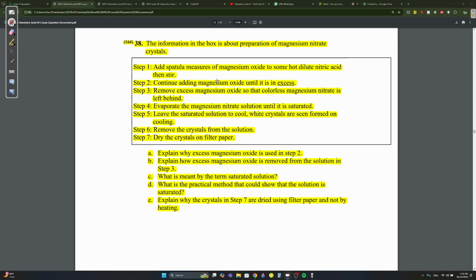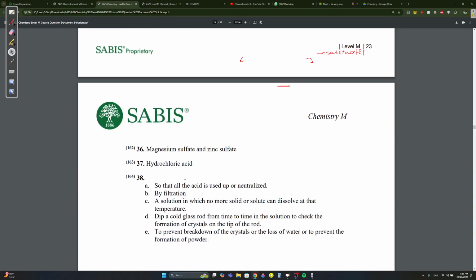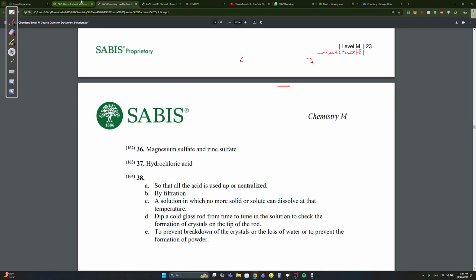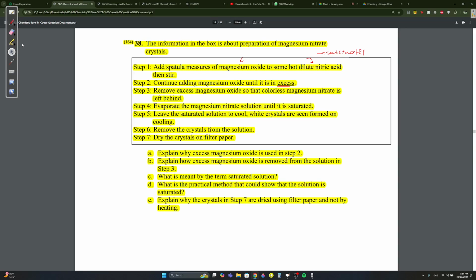Let me explain what's happening here. We're adding magnesium oxide, a metal oxide, to an acid. When you add a metal oxide to an acid, you get a salt and water. This is the excess method, right? So why do we use excess? So that you can ensure it fully reacted, so that all the acid is used up. Use the answer that's written here: so that all the acid is used up. Anytime you're using excess, that means you want it to fully react.